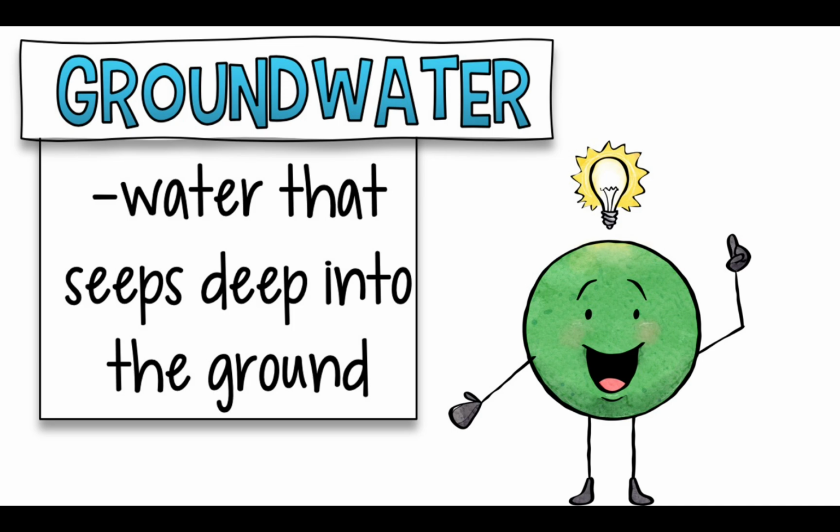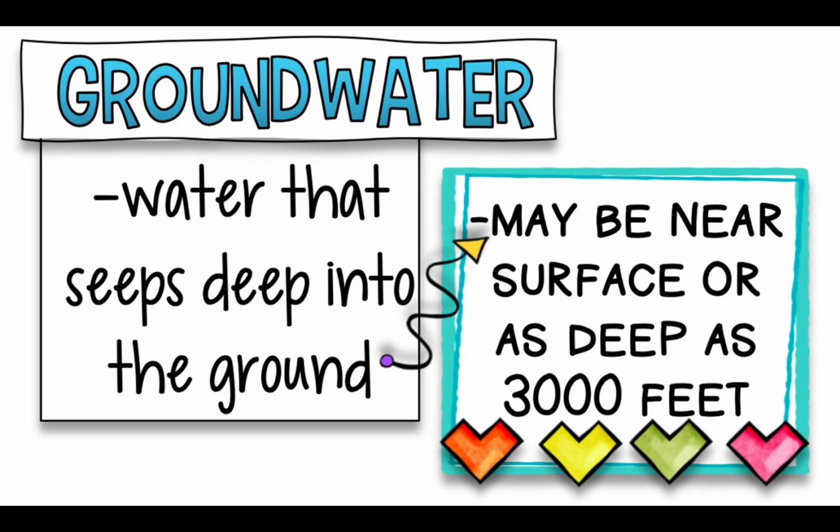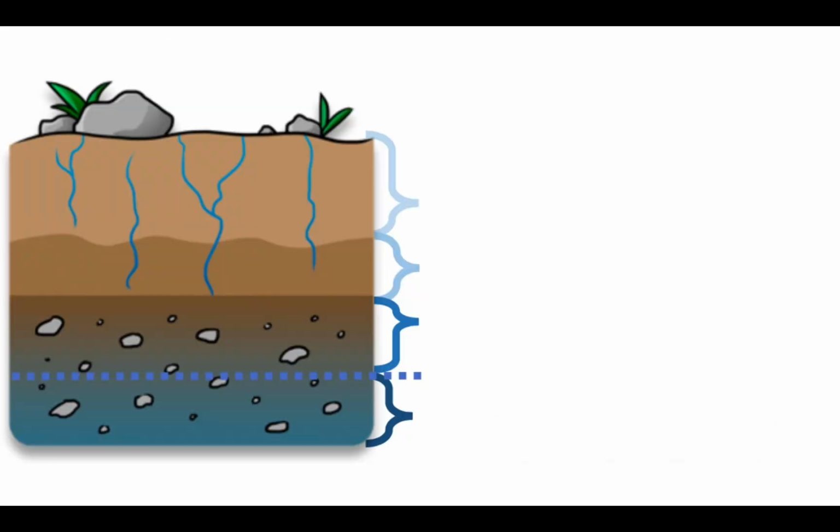Groundwater is water that seeps deep into the ground, right? Hence the name groundwater. But how does it get there? So groundwater may be near the surface or it could be as deep as 3,000 feet, okay? That's why people are able to build wells in different places because they have a huge storage of groundwater. So let's look at this.